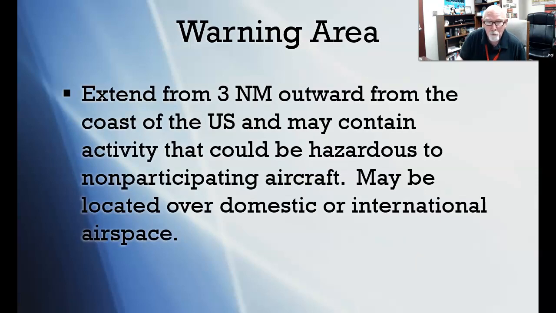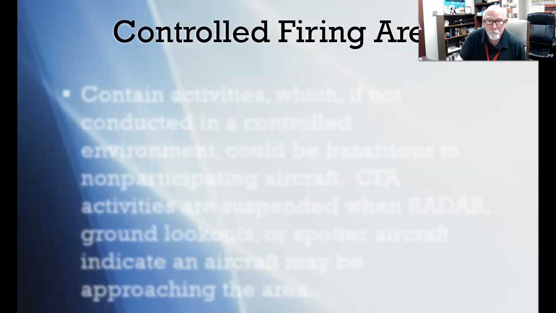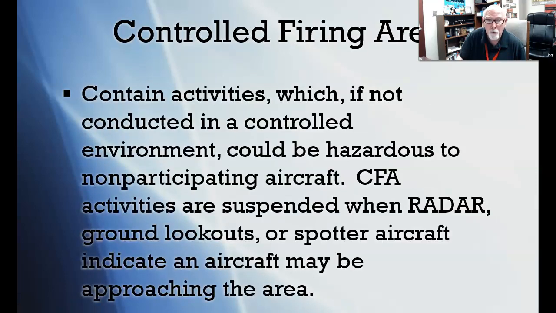Warning areas extend from 3 nautical miles outward from the coast. Generally, they're off the coast. They may contain activity that could be hazardous to non-participating aircraft, and can be located over domestic or international airspace. Controlled firing areas are areas which, if not conducted in a controlled environment, could be hazardous to a non-participating aircraft. CFA or controlled firing areas activities are suspended when radar ground lookouts or spotter aircraft indicate that an aircraft may be approaching the area.